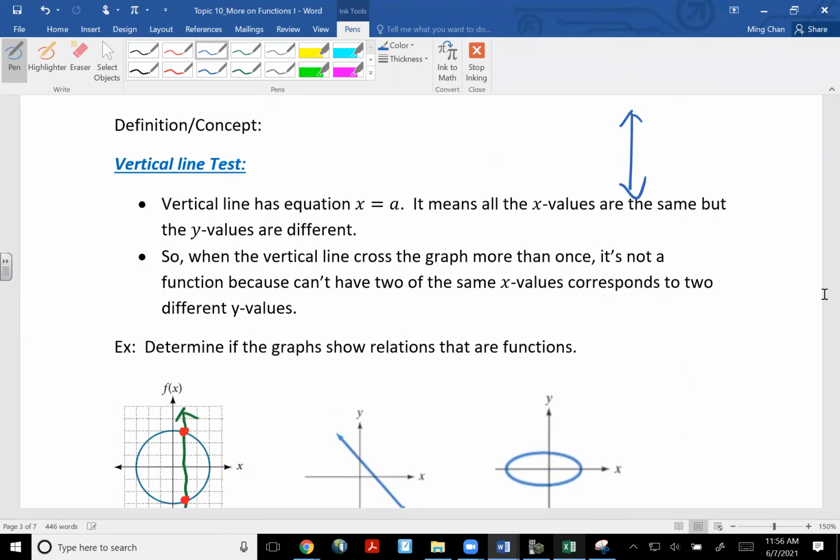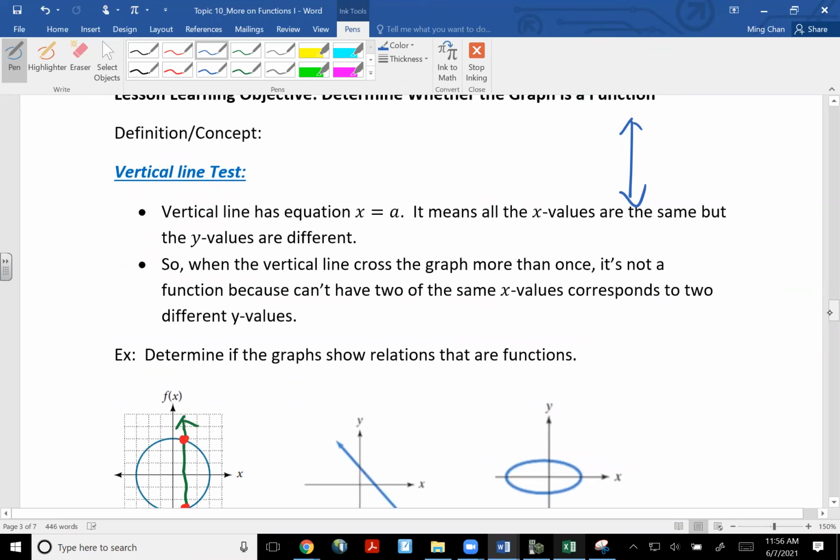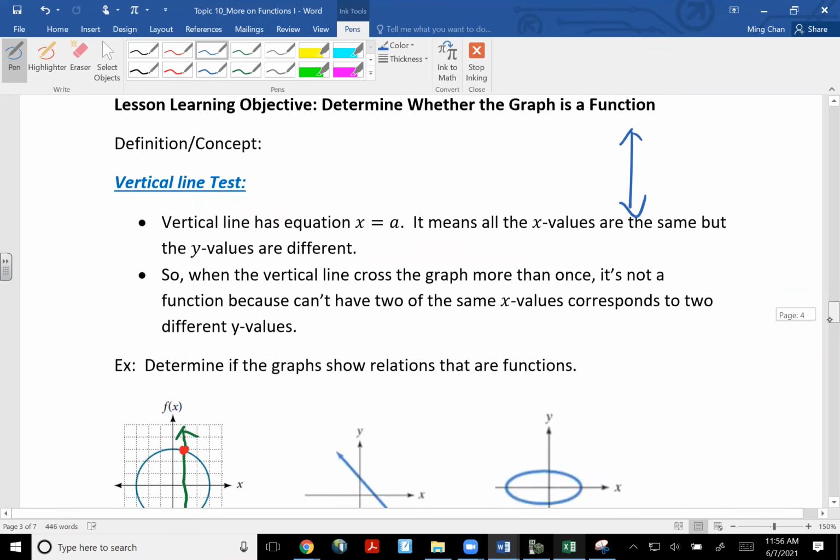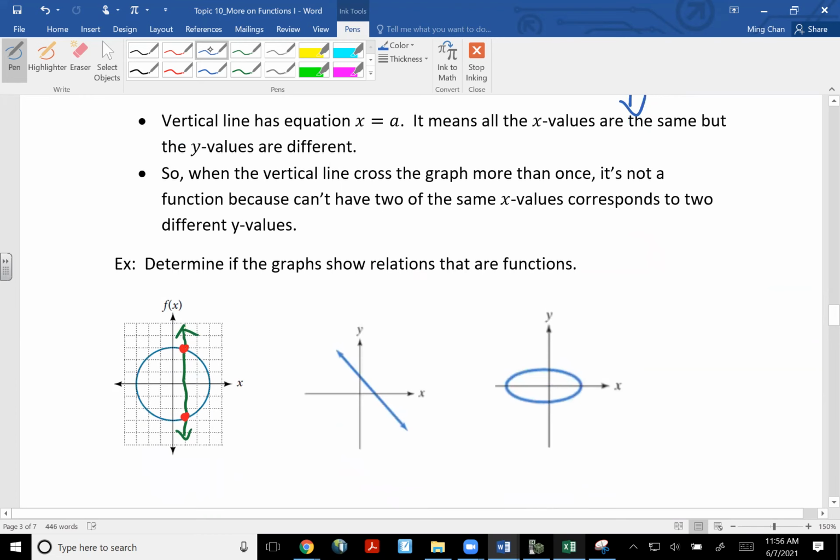All right, so vertical line test, I kind of mentioned it already. Make sure the vertical line does not touch the graph more than one time. So if I draw a vertical line on this linear function, I know this is a linear function, so it's a function. All right, this is an ellipse. A vertical line will touch it twice, so it's not a function. Not a function.